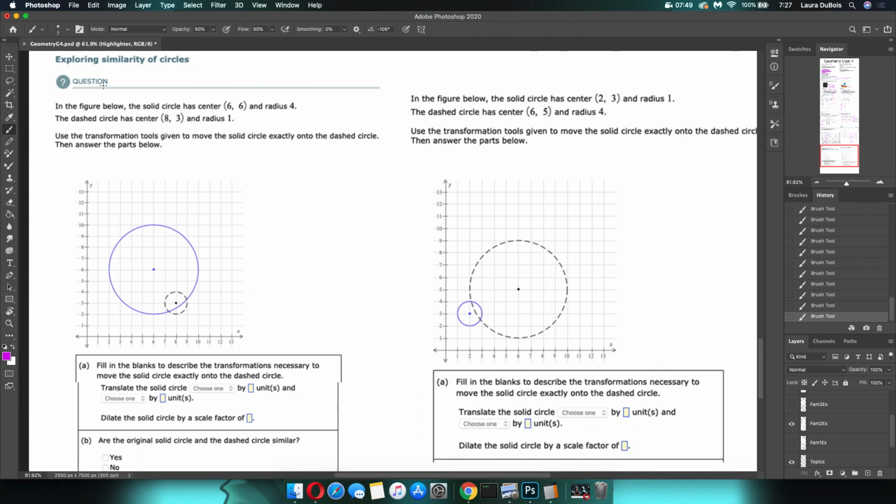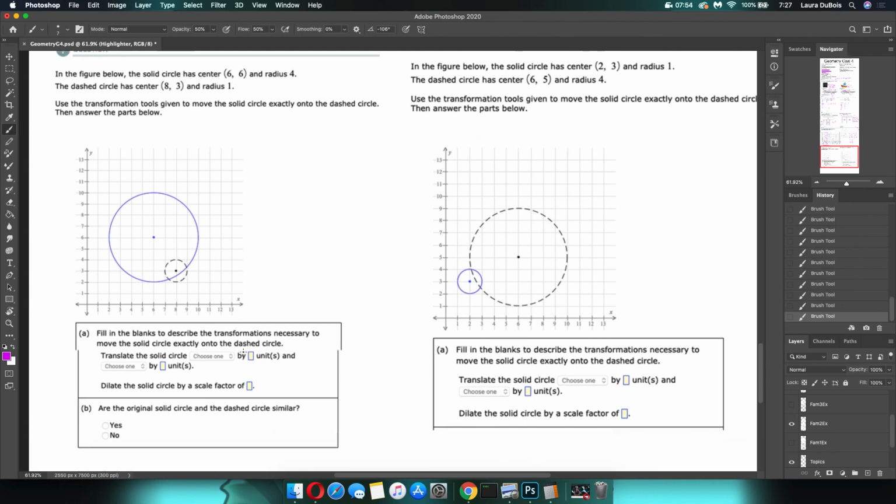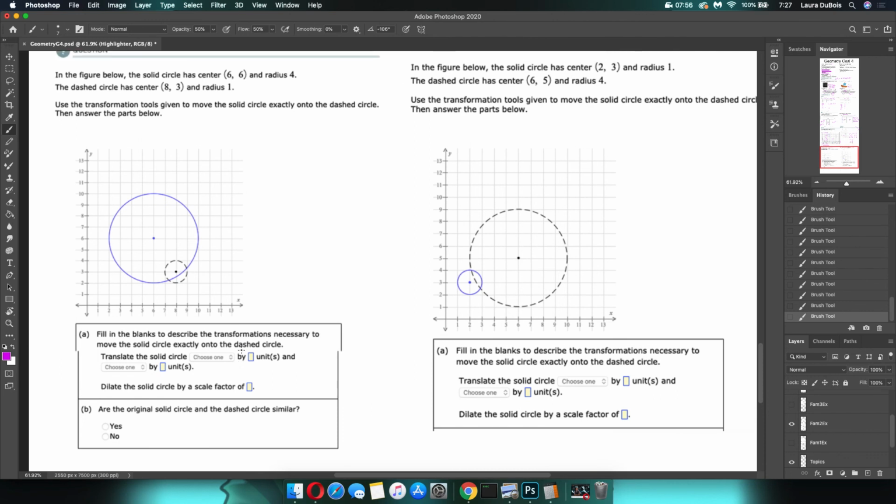Next up, a little bit more. Again, now we have circles. Circles are always going to be similar to each other. I assume that's obvious because of the nature of the shape. But again, you're going to take your circle and manipulate it around until it fits into the other circle. That's pretty straightforward. And then, from there, you're just filling this in. Is the original circle similar? Yes, circles are always similar.